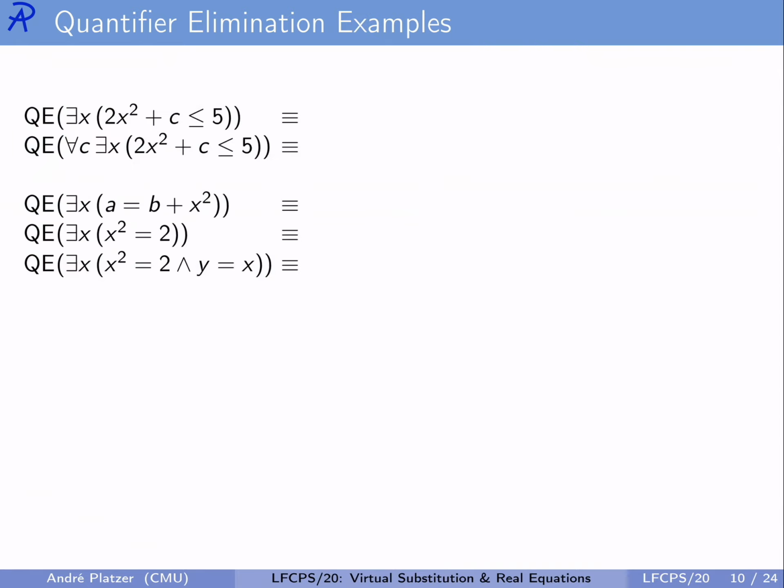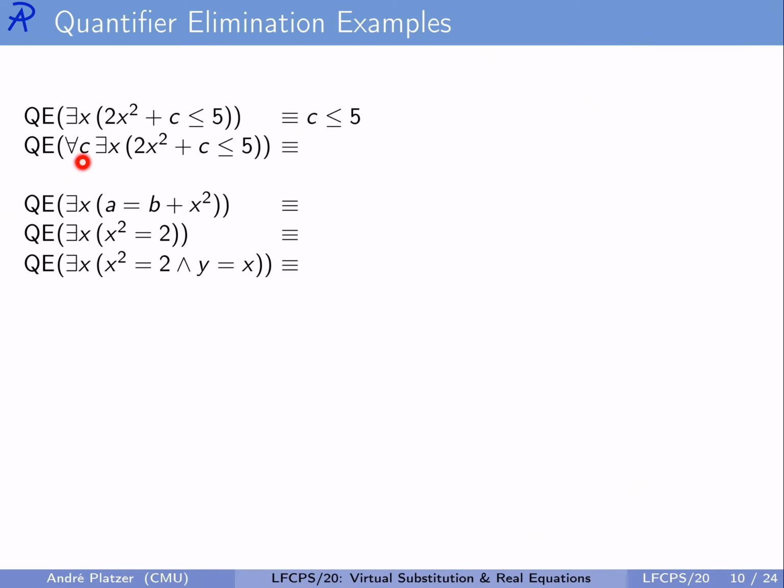Let's practice this a little bit. What does quantifier elimination have to do? If we ask, is there an x such that 2x squared plus c is less or equal 5? Well, can we express that without the quantifier? Yes, because the best version of the quantifier would be just drop in 0 for x, because that certainly makes it less or equal 5, if possible at all. In other words, this is equivalent to just asking whether the value of the variable c is less or equal 5.